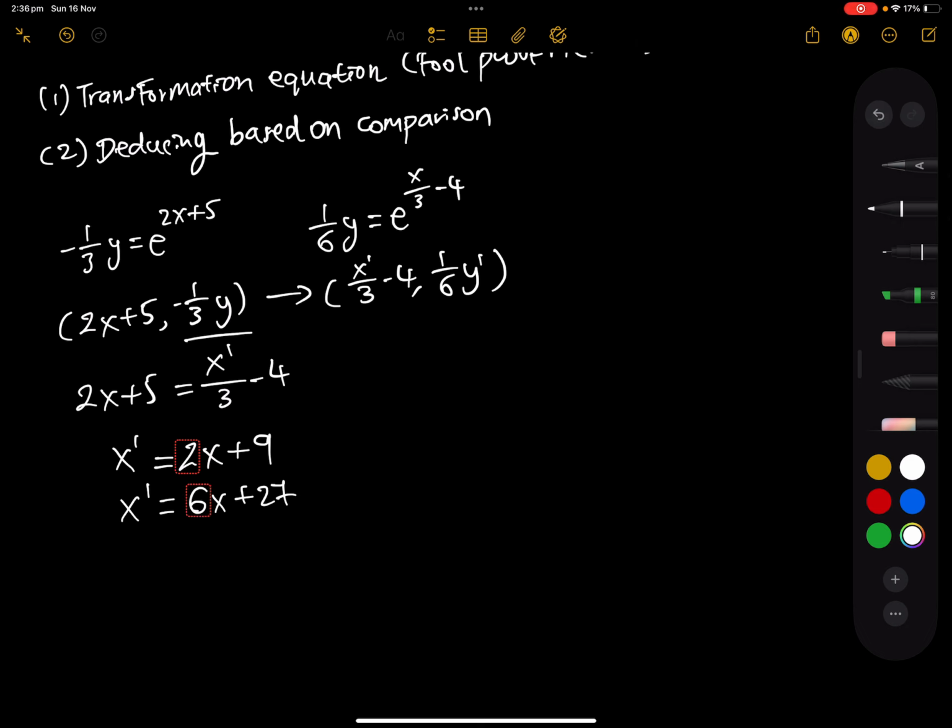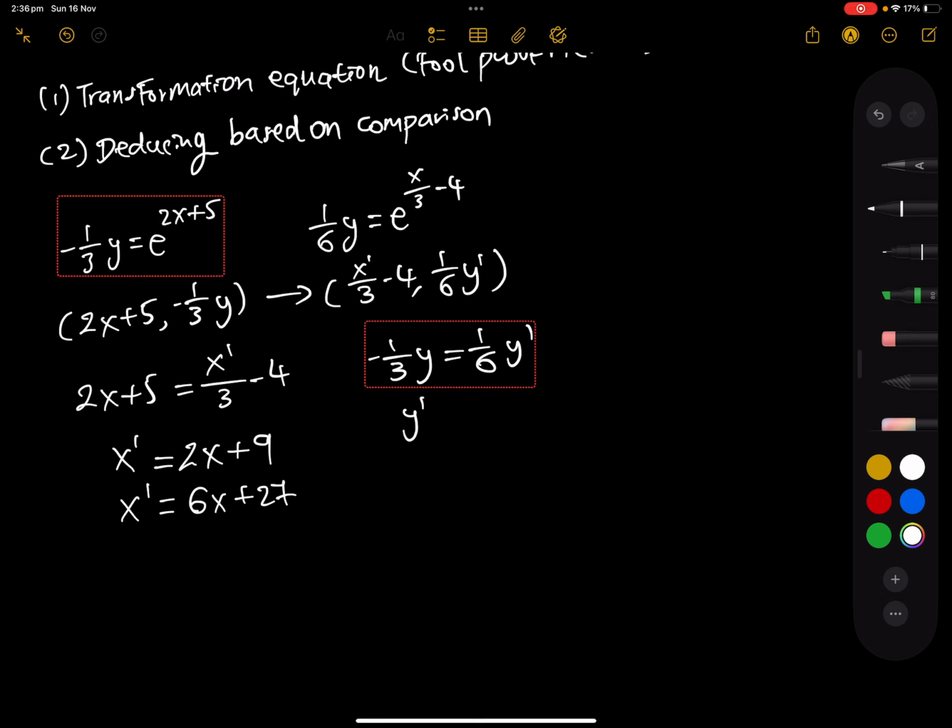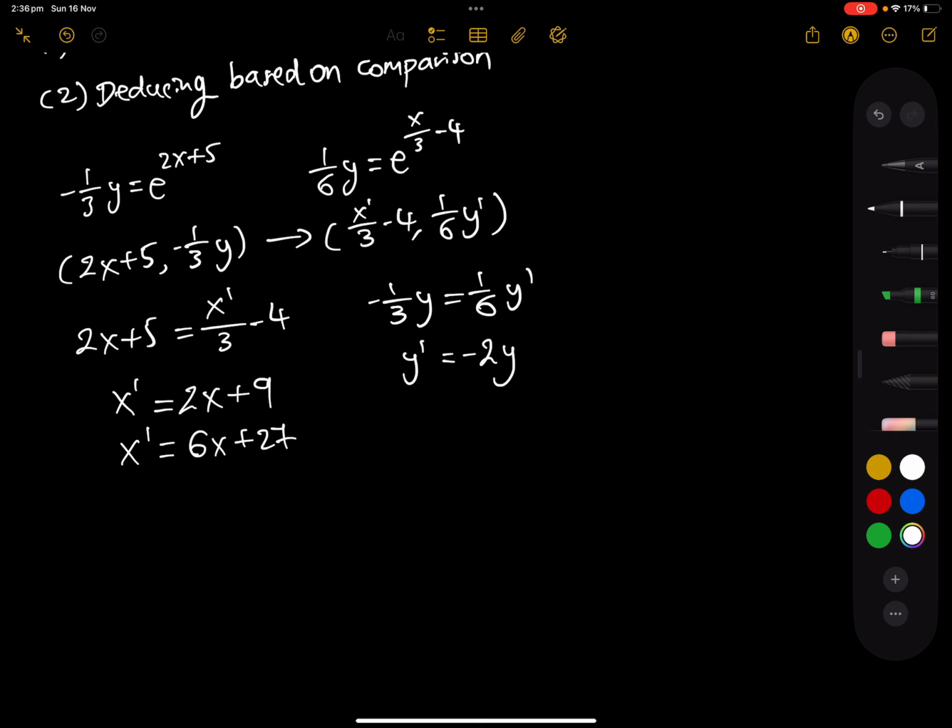So now what about our y side? Let us equate again. So -1/3y equals 1/6y prime, and you make y prime the subject. So you multiply both sides by 6. That'll give us -2y, because -1/3 times 6 equals -2. Yep.